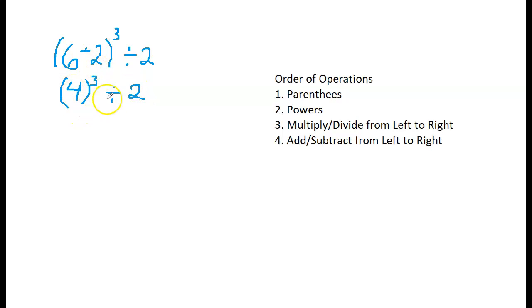Next, I evaluate my exponents or powers. 4 to the third power is 64, divided by 2. I just brought that down. Then when I take 64 divided by 2, I end up with 32. So my solution to this is 32.